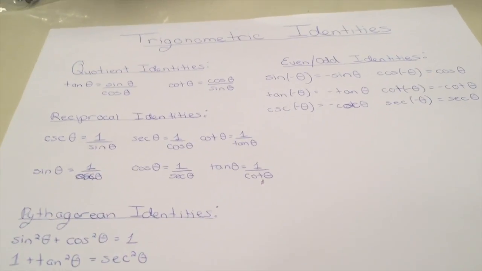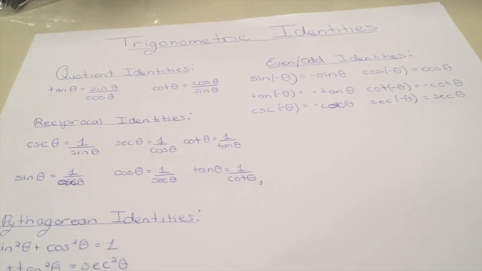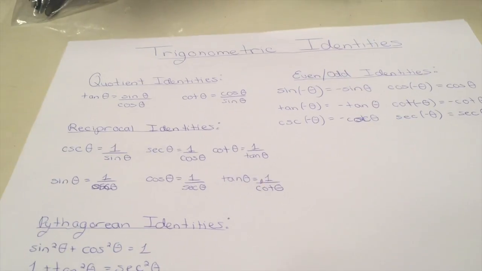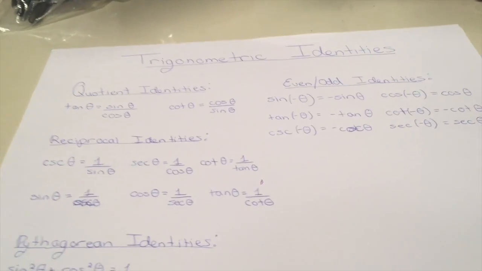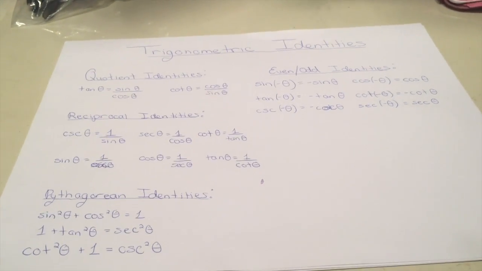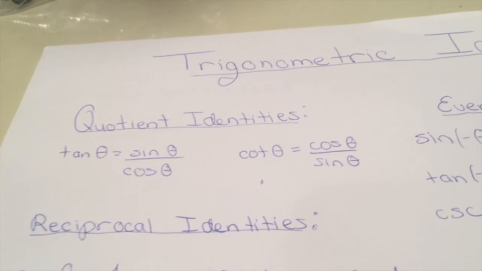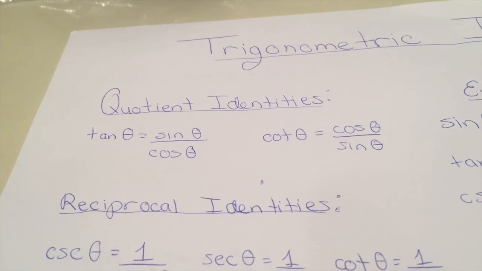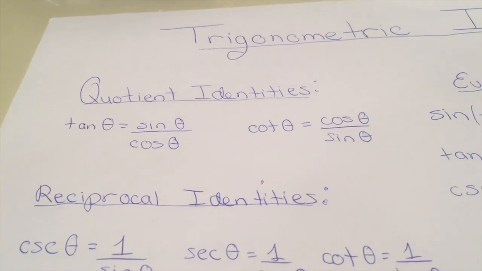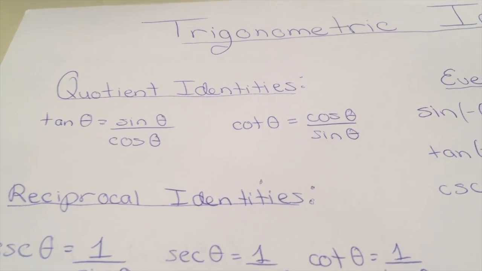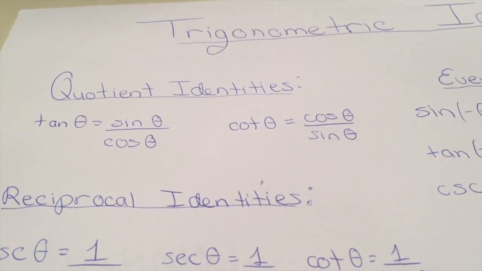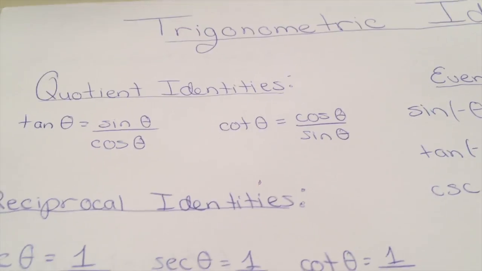To be able to learn how to verify and simplify trigonometric functions, you must first learn the trigonometric identities. There are many trigonometric identities, but we will be focusing on 4 for this lesson. First off is the quotient identities, which is tan theta equals sine theta over cosine theta, and cotangent theta, which is cosine theta over sine theta.